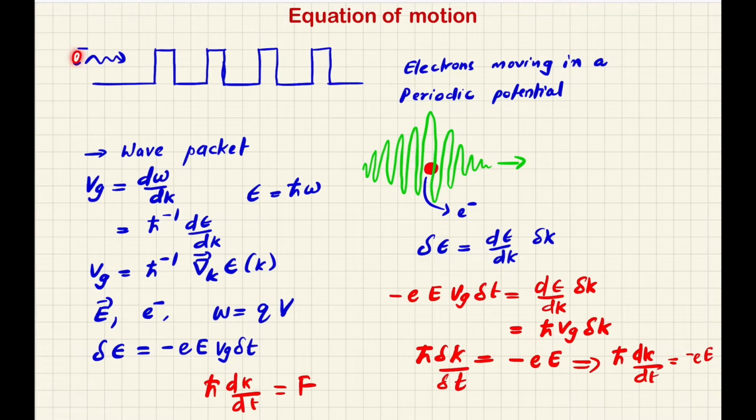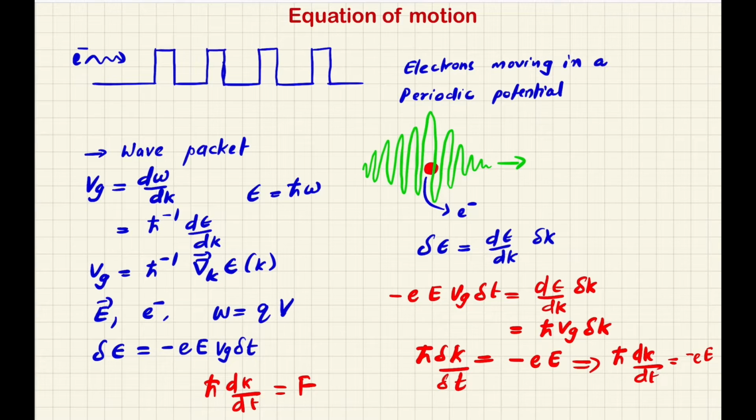Now in the Kronig-Penney model we have assumed an electron moving in a periodic potential created by the lattice. The motion of the electron we can describe in terms of wave packet motion. You know how a wave packet is formed in a crystal. The wave packet is formed by the superimposition of several individual waves, each of them having a wave number k which is very close to each other.